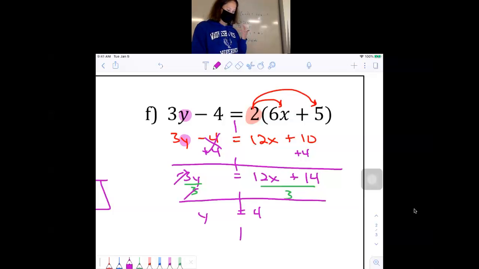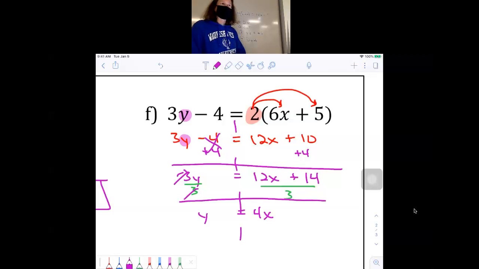14 divided, nope, nope. 12x divided by 3 is not 4. Oh, 4x. Thank you. Don't hurt its feelings. You forgot about him. You hurt X's feelings, Brady. You need to apologize to him.